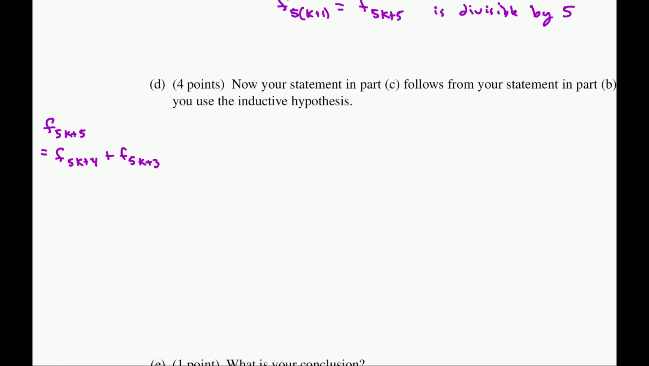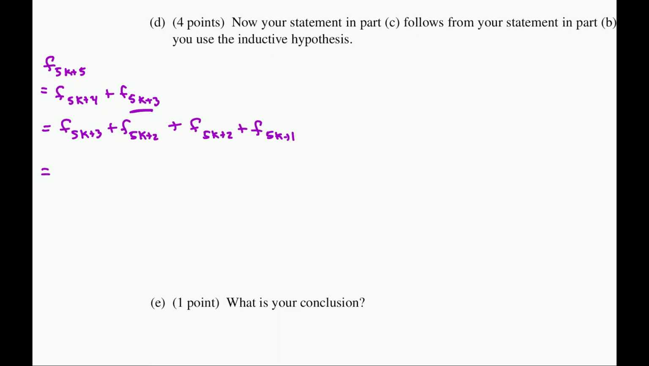So it's actually a little bit tedious here, but we just have to do it. Like the f(5k+4) is f(5k+3) and f(5k+2). And the f(5k+3) is f(5k+2) plus f(5k+1). So we're getting there. Keep going.